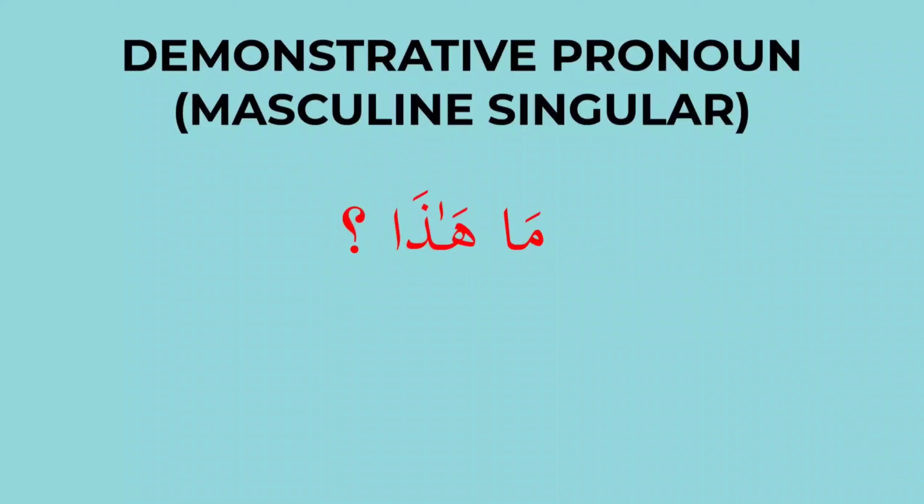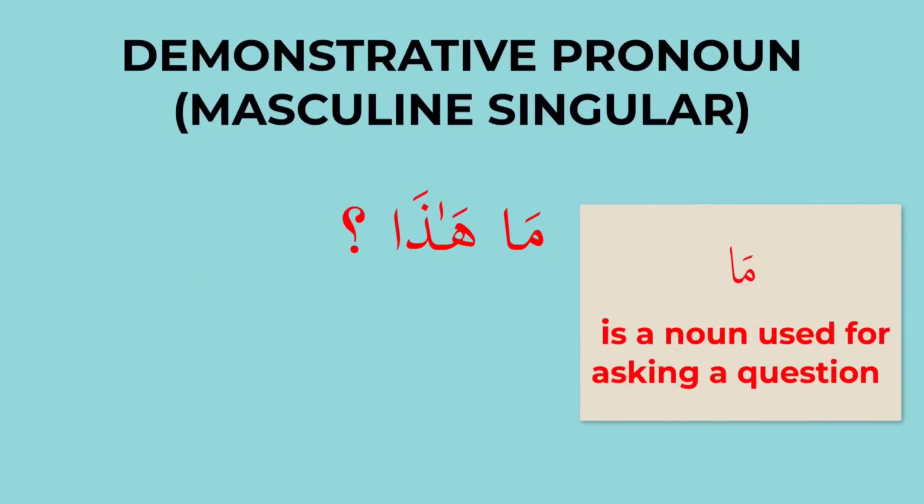What is written there? Ma hadha. Ma is used for asking a question. It means what. There is a name for it, but we won't go into detail right now. Later on, we will go into detail and learn all the names for the nouns and the particles for asking questions, inshallah.